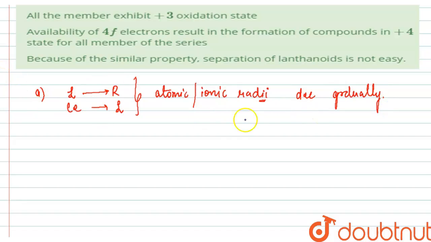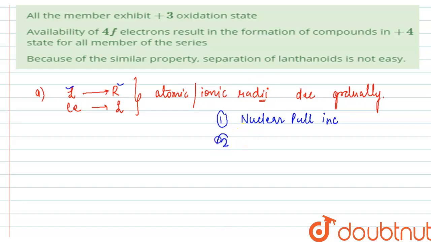So why is it so? This can be explained on the basis of two things. The first one is nuclear pull. If we move across the series from left to right, the atomic number increases by 1 unit, which means that the nuclear pull will also increase. As the nuclear pull increases, the valence electrons will be more attracted or more bound towards the nucleus, and due to this reason we see that the atomic or the ionic radii gradually decrease.